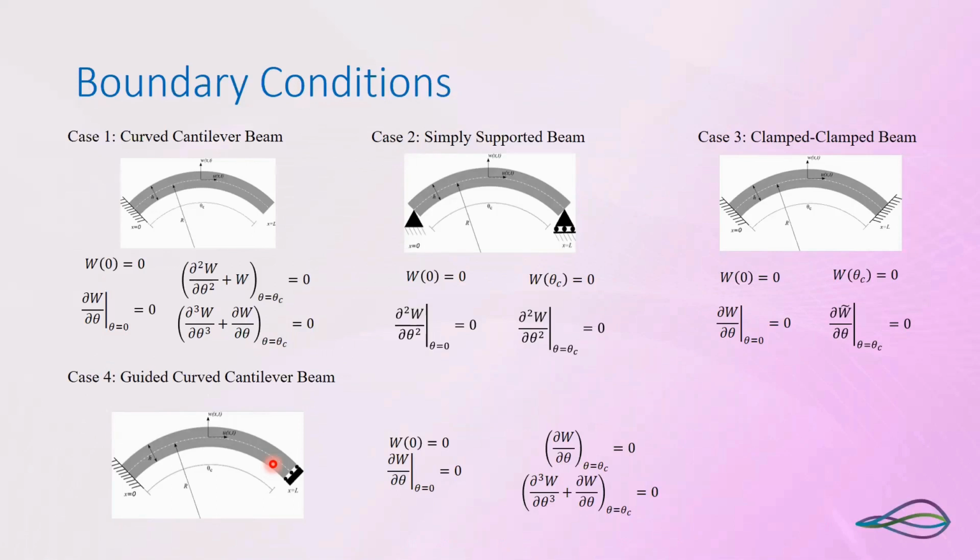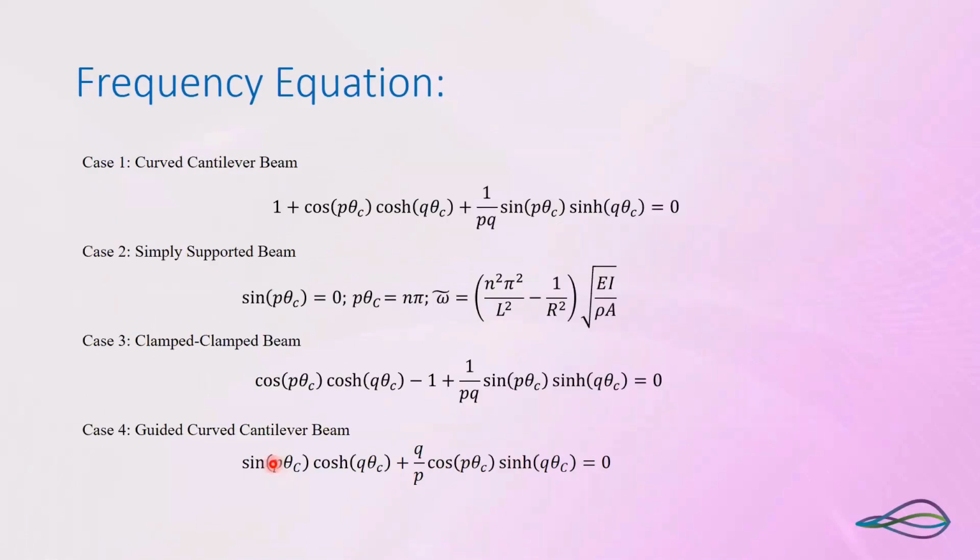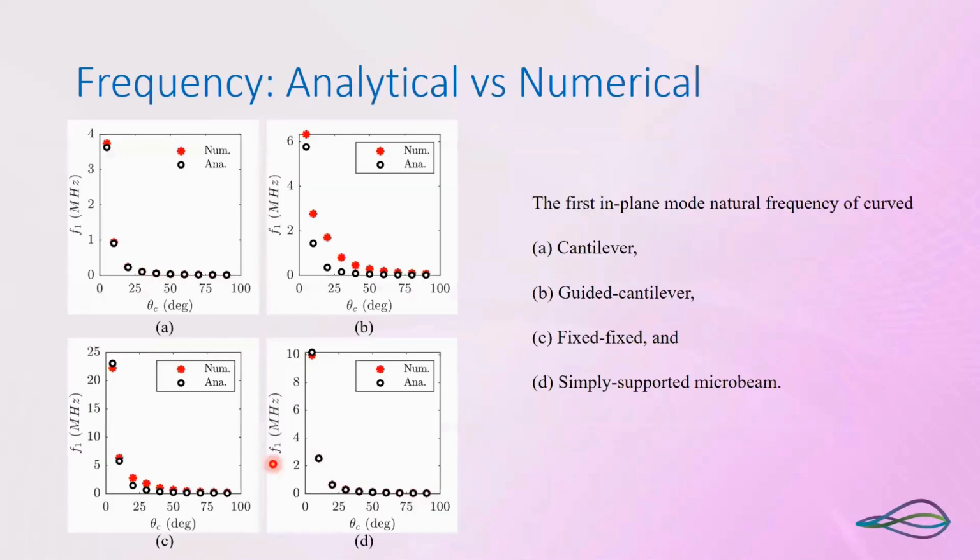So it is not just bending like this, but there is also something which is extending, and R is also changing. It means we need to be very careful what kind of conditions we are going to use. So these are the curved cantilever, simply supported, clamped, and the guided curved cantilever. After that, we found the frequency equation following the same approach for all these conditions, which you can solve to find the mode shapes as well as the frequencies.